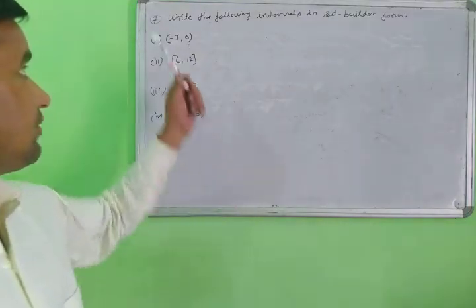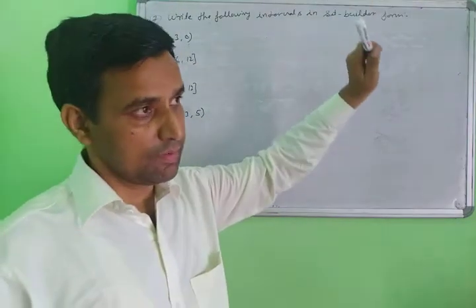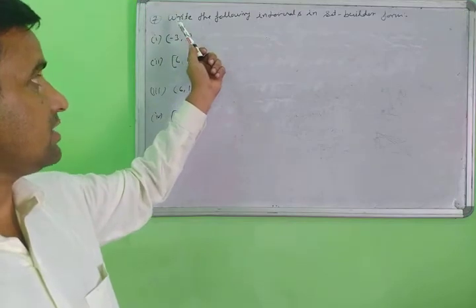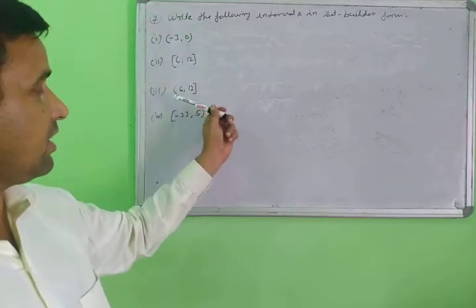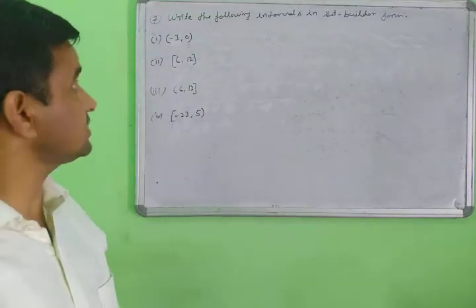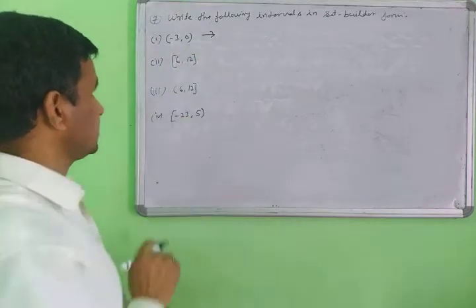Question number 7. Write the following intervals in the set builder form. This is the opposite of question number 6. In question number 6 you were converting set builder form into interval form, and here in question number 7 you are converting interval form into set builder form. Yes, now look here. What is the solution of this?